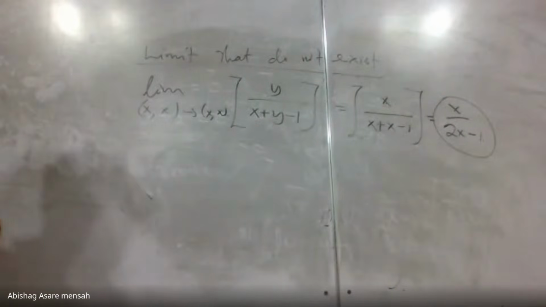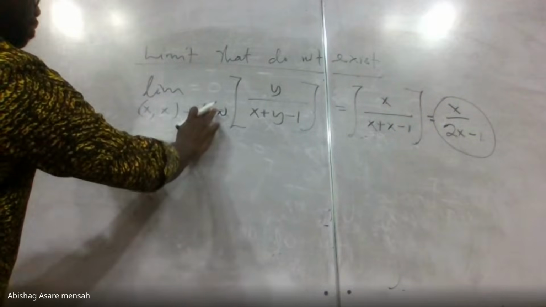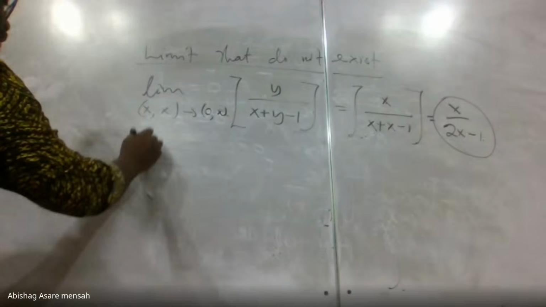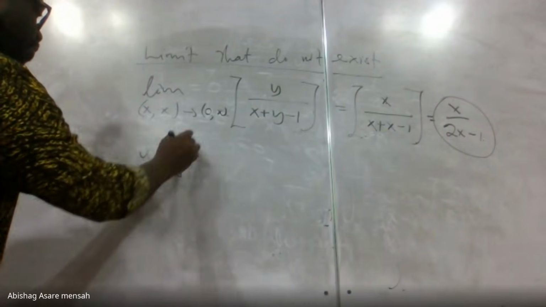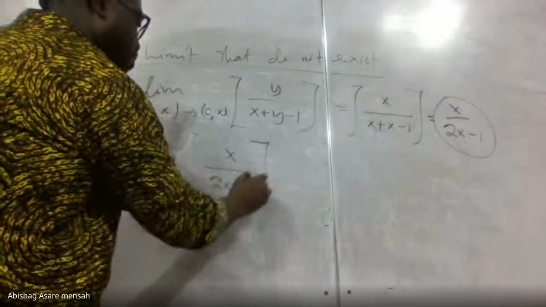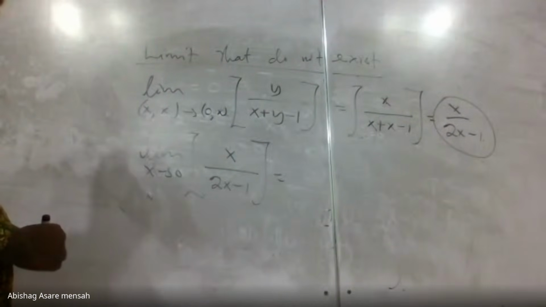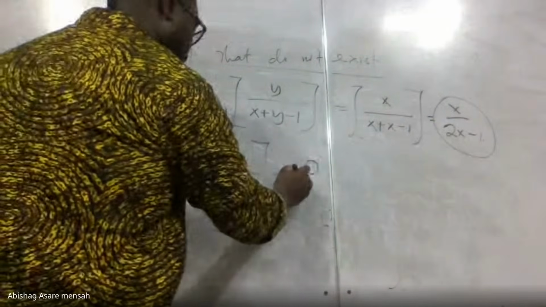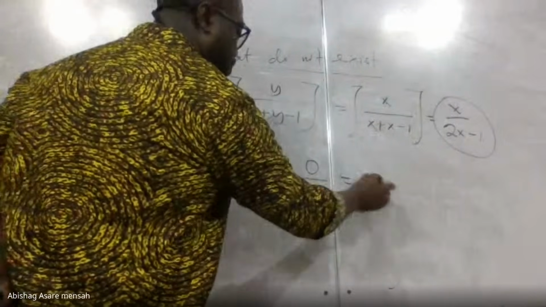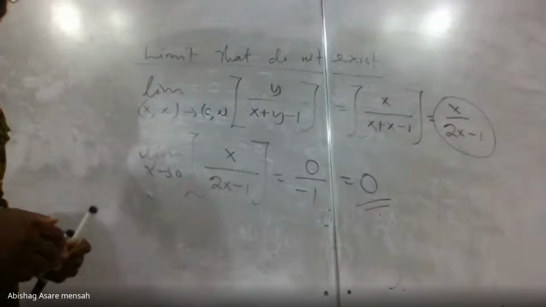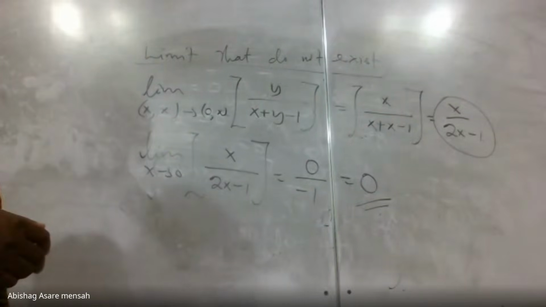So we are going to find the limit of this. Please make this one 0, because x was moving to 0. So we are now finding the limits as x is moving to 0, of x over 2x minus 1. So this one too is 0 minus 1, which is equal to 0. So you see that whatever we do, we are getting 0. So the limit of the function that we are looking for exists.